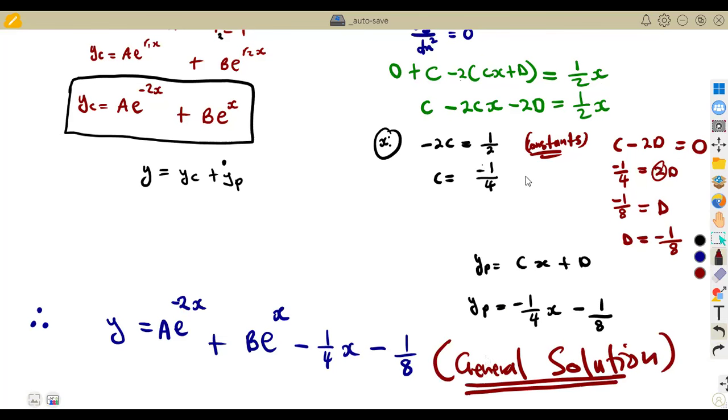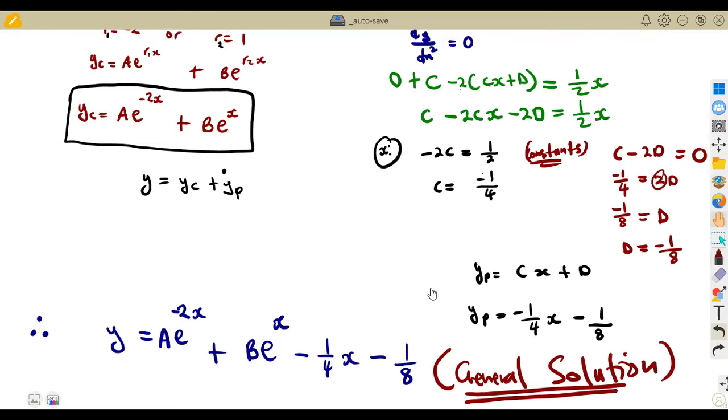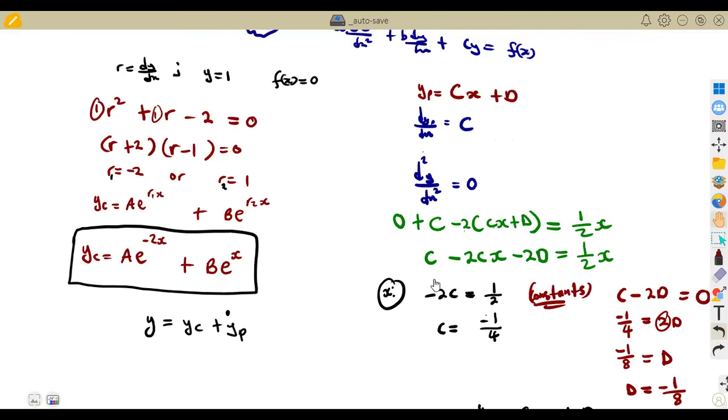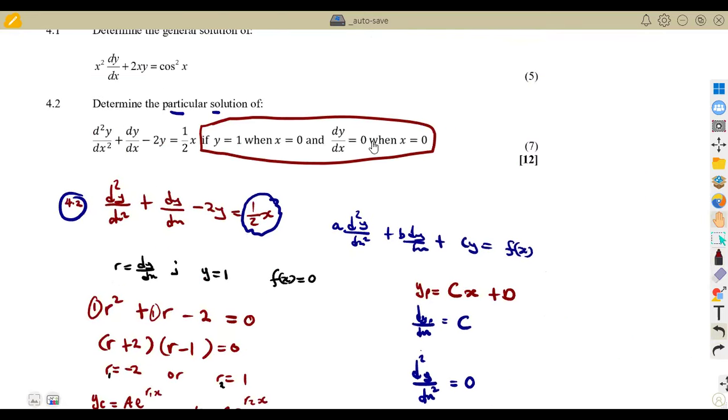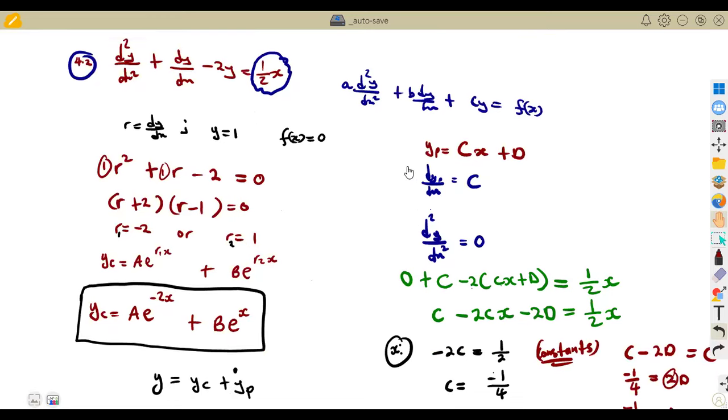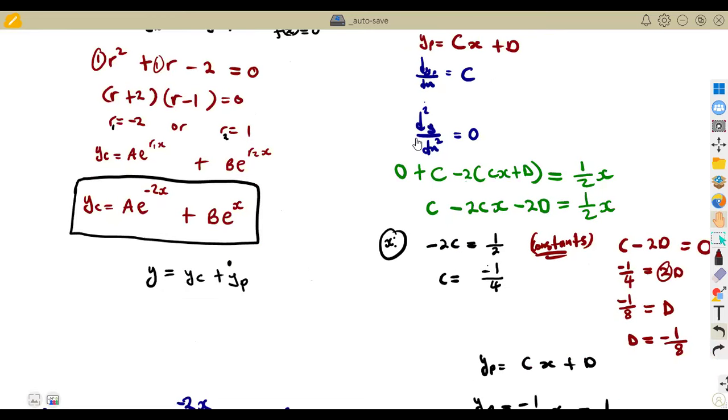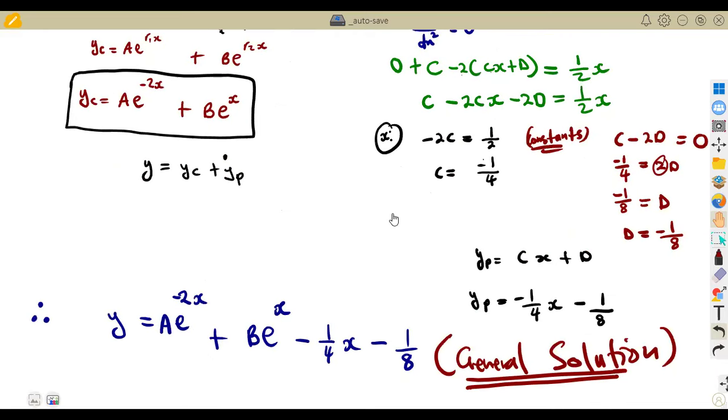But the question is not asking us about the general solution. Let us get back to the question and see properly. The question is, determine the particular solution given a condition, given these conditions that we are given. We're supposed to find what? The particular solution, all right? So how do you find the particular solution? We have to use the information that we are given. And what is it that we are given there?